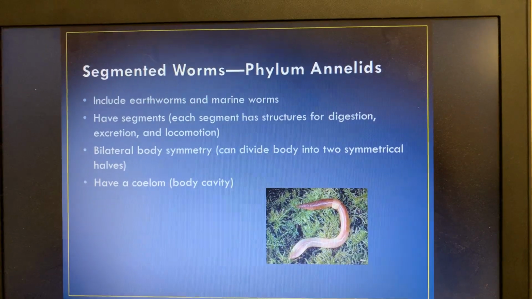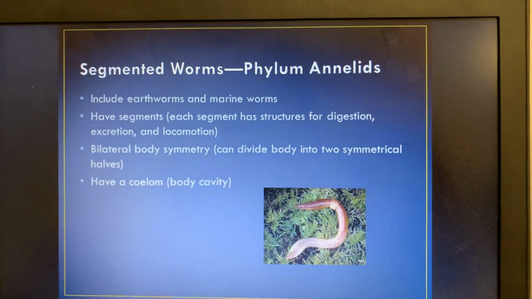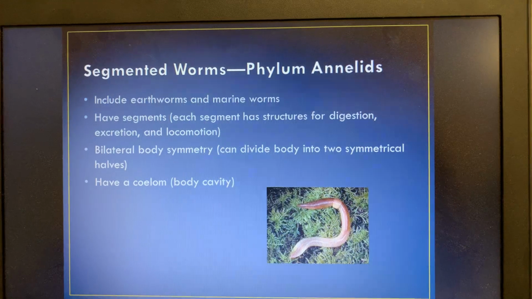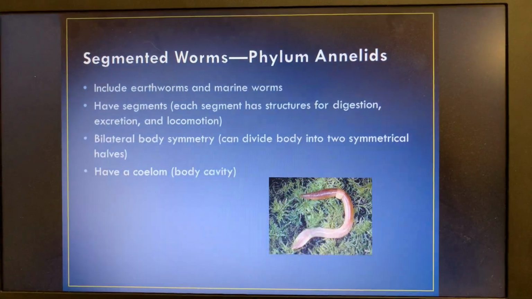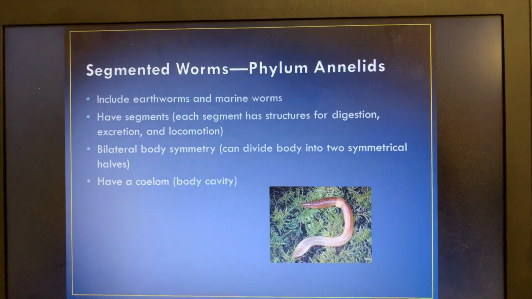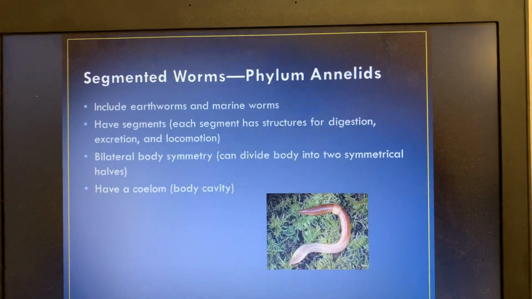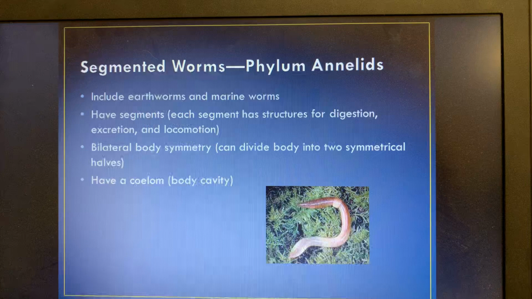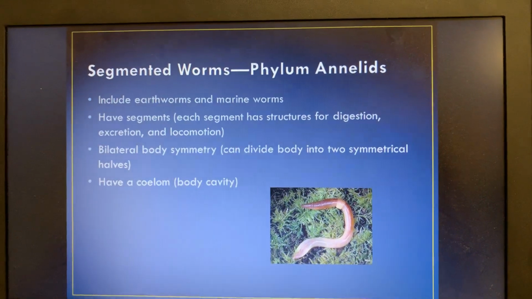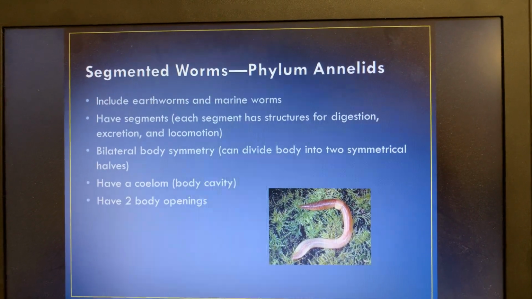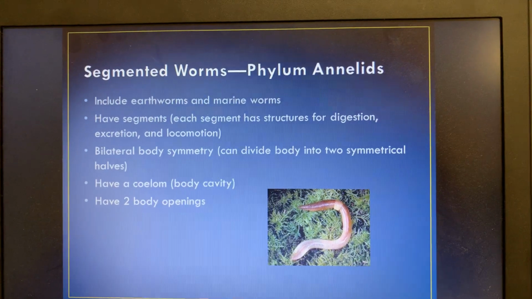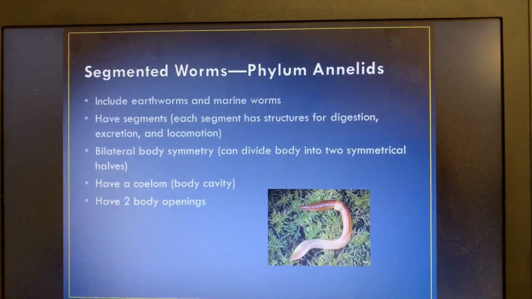They have on the inside of them a body cavity, and it's called a coelom. C-O-E-L-O-M, that's how you pronounce it. It's not a vocabulary word, but you do need to know that that's what their body cavity is called, a coelom. And they have two body openings. They have a mouth and they have an anus.